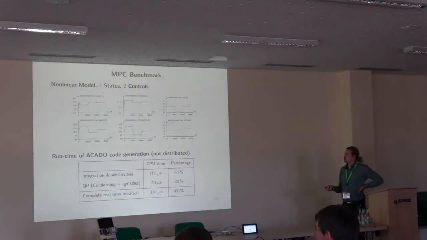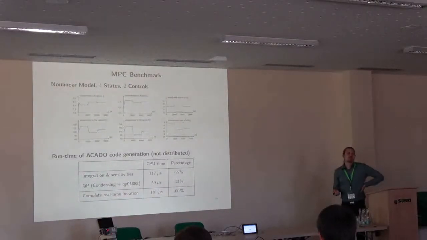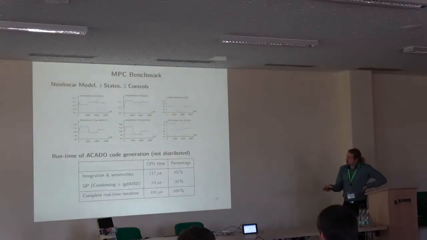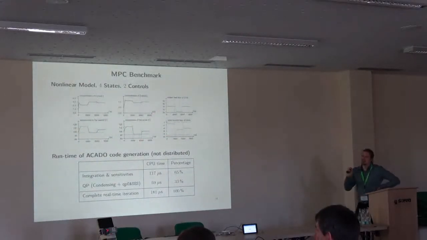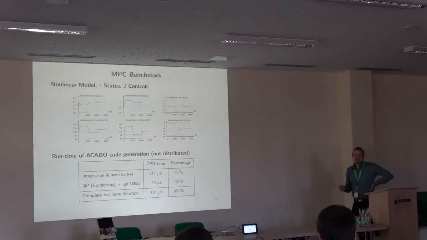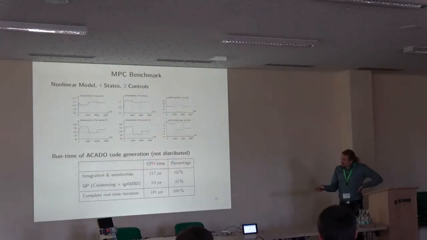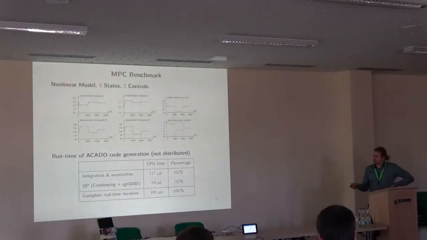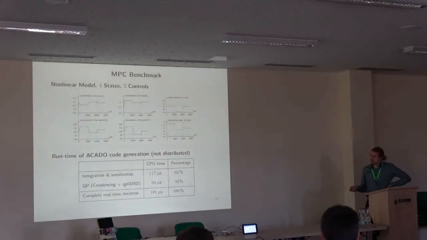I think the horizon was 22, I think, but that doesn't really matter here. Basically, what we are trying to look at is the computation times that we get with the Arcado code generation. So these pictures just show that the MPC controller works and stabilizes the system as it's supposed to do. But what's more interesting for this talk is actually the computation time, since we are really talking about the algorithmic development here. So what we see 6-7 years ago, we got computation times in the range of 180 microseconds. Most of the time is actually spent in the integration and sensitivity computation, but also the QP takes quite a bit of time.